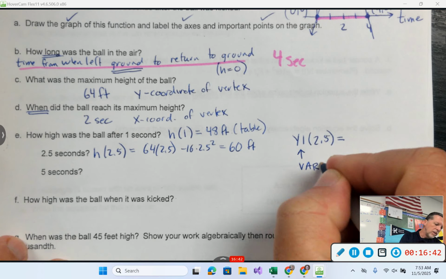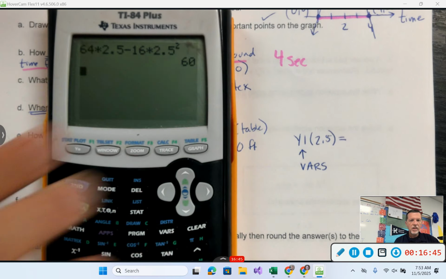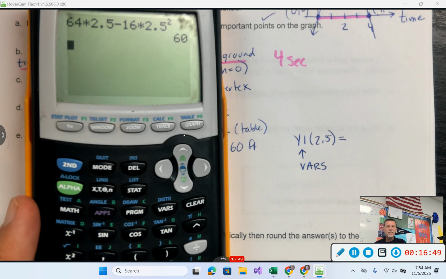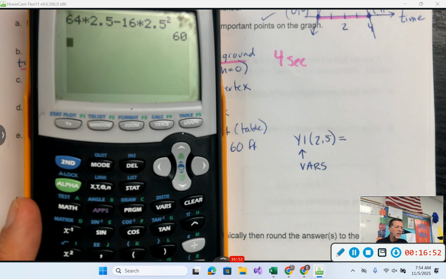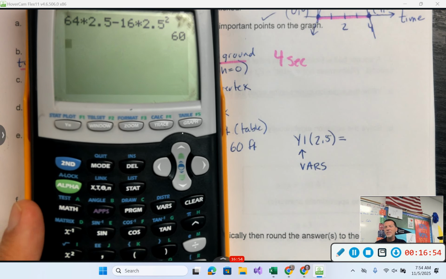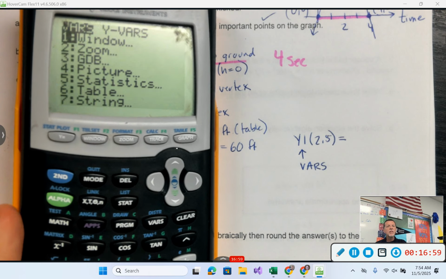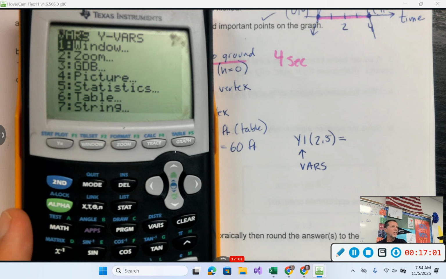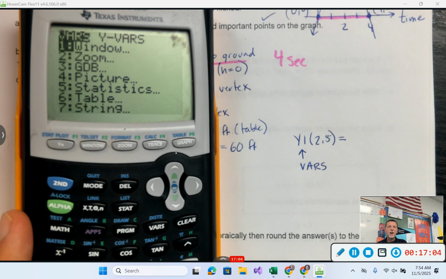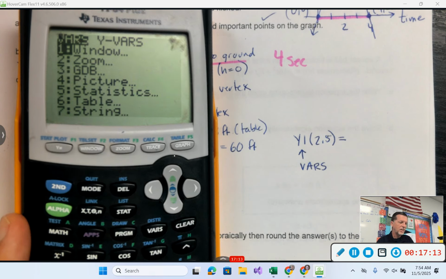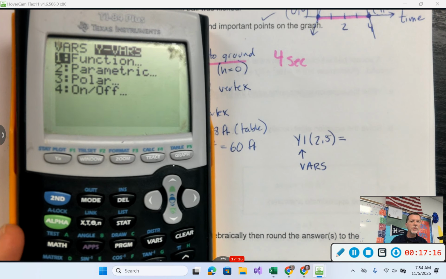y1 is a variable, so let's go to vars. You see vars on the calculator? It's top right-ish. And if you can remember vars, there's quite a few buttons, but as long as you remember vars, you can get there from just knowing vars. Because what kind of vars are we looking for here? Look at your options. I pressed vars. Table. We already looked at the table, and 2.5 wasn't there. We're looking for a y variable. So let's go over to y variables.